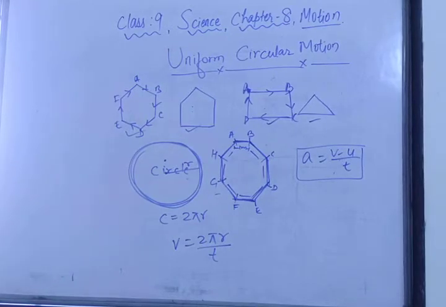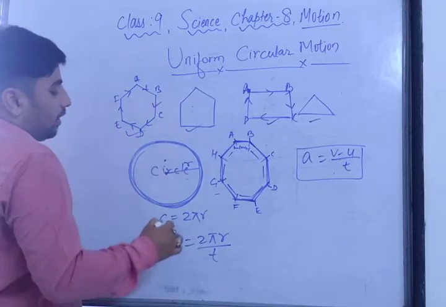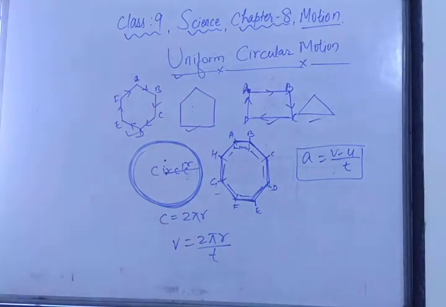Now when an object moves in a circular path with a uniform speed, it is called uniform circular motion. When this athlete is moving with the same speed in all directions in the circle, that type of circular motion will be called uniform circular motion. If anyone asks you what is circular motion, then you have to give this answer: when an object moves in a circular path with uniform speed, it is called uniform circular motion.